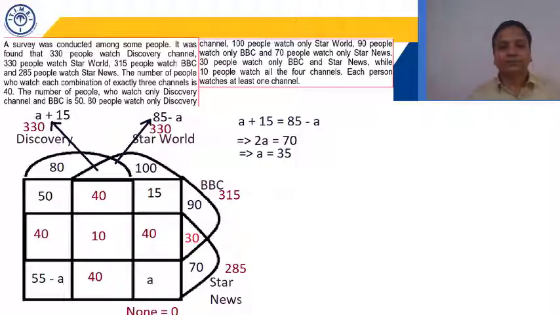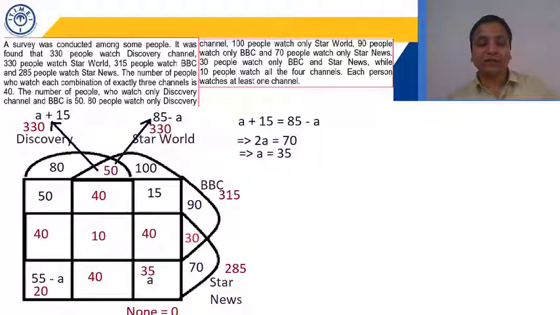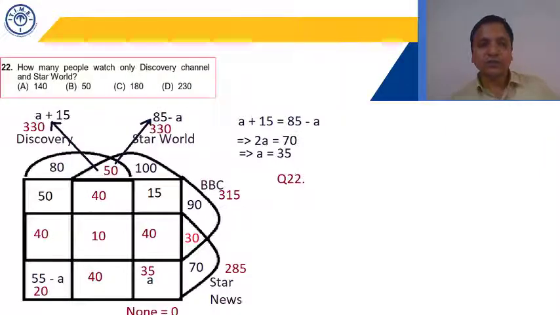Let's move to questions. A is equal to 35. So we can fill the region marked as A plus 15. That is 50. And where we have written A, we can write 35. So 55 minus A becomes 55 minus 35, which is 20. So this completes the whole diagram. Let's move to the questions.